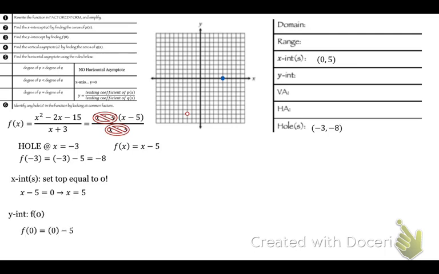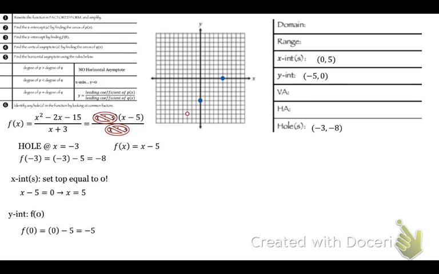Y-intercept, f of 0, and I'm using my simplified version here. You could use the other version if you wanted to, but I would just use the simplified version. Okay, especially when stuff cancels, go to your simplified version. If something cancels, go to your simplified version. Okay, so we have f of 0 equals 0 minus 5, which is negative 5, so that's 0, negative 5.